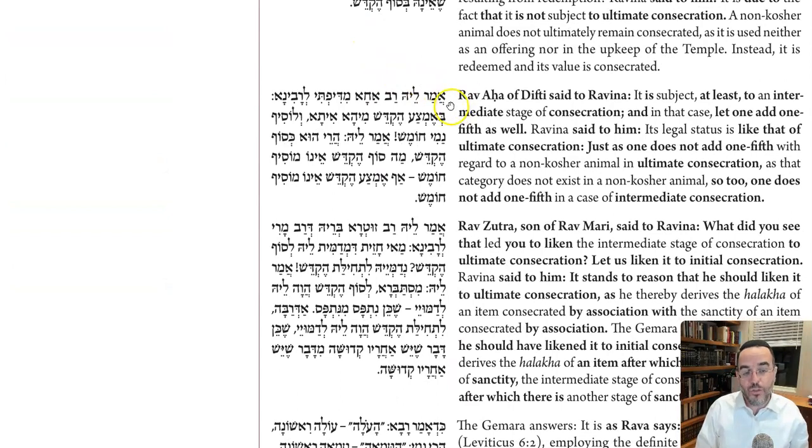Now that we know that, here's the question. What about the fifth surcharge in the middle? Amar le Rav Acha midivti l'Rabina, be'emza hekdesh mi ha'ita velosif na mechomesh.